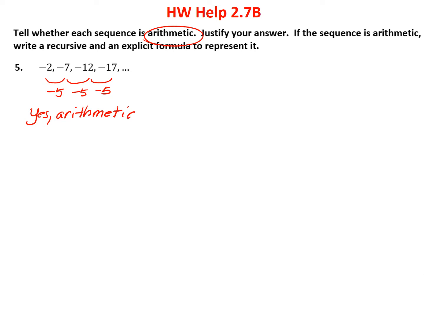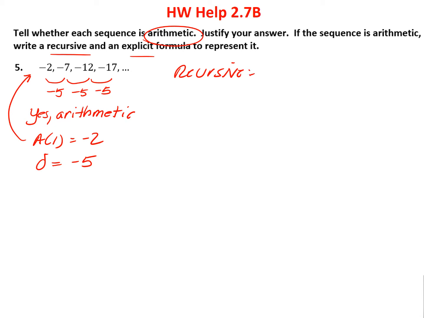Now to write the recursive and the explicit, we need to find out what the common difference is and what the first term is. You notice the first term is -2, and we can see that the difference is -5. So let's write our terms. Recursive: this one just says that the nth term equals the previous term, the n minus 1 term, plus the difference, and then state where it began.